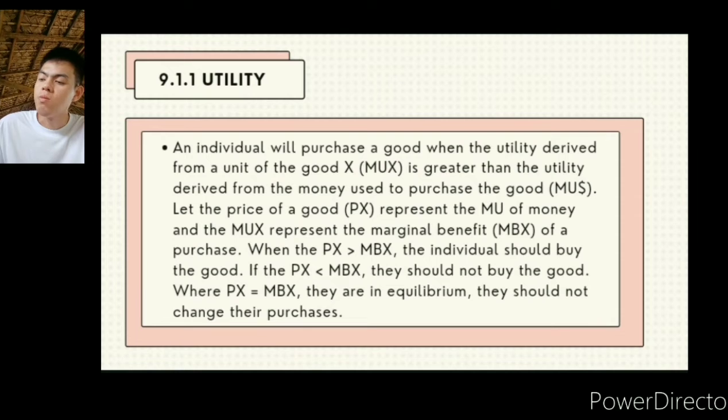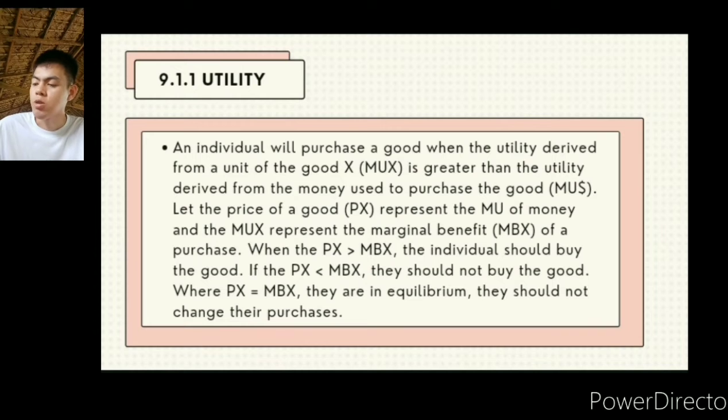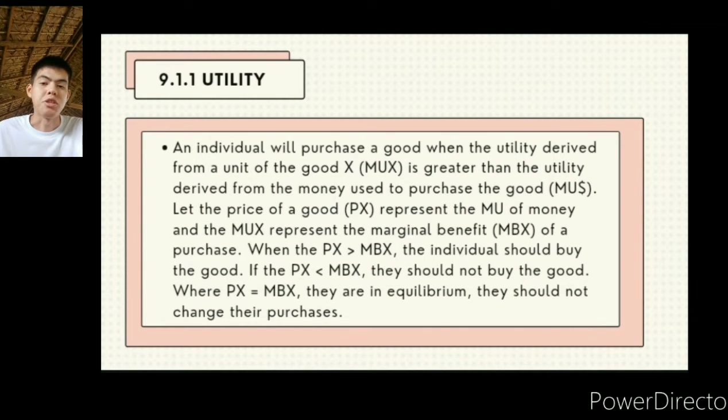Kapag ang price of good ay greater than to the marginal benefit, the consumer or individual should buy that good. If the price of good is less than to the marginal benefit, they should not buy the good. Itong price of goods at the marginal benefit are equal at balance and they should not change their purchases.